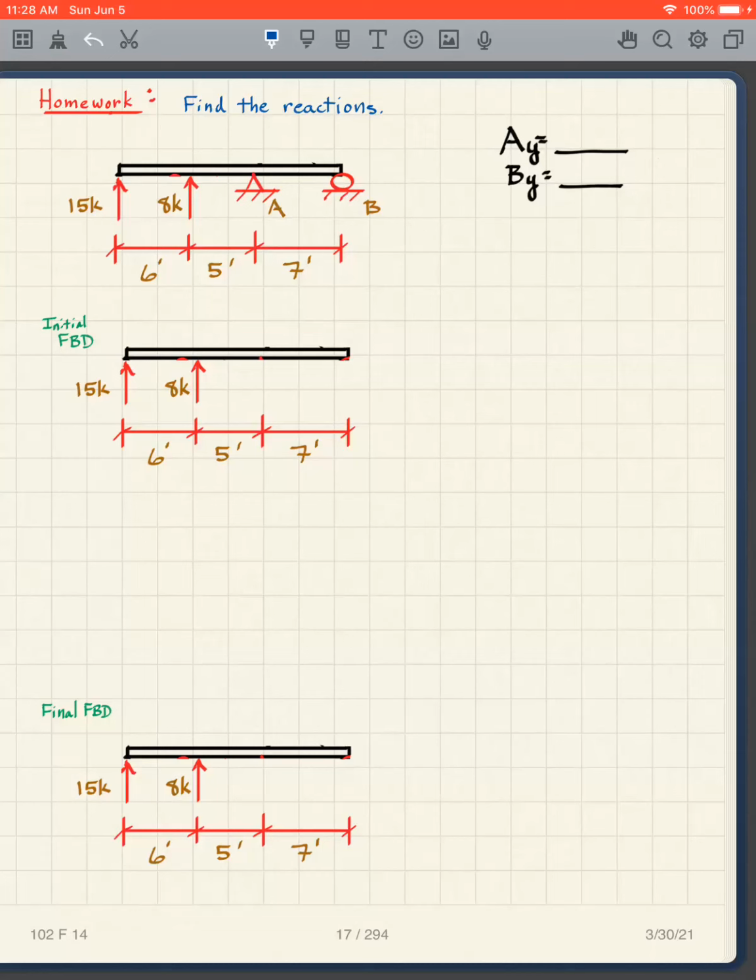Okay, another problem. Again, find the reactions. And in this particular case, again, it's a beam with a hinge and a roller. You draw your initial free body diagram here. You can draw your final free body diagram here. Okay, so work this problem, pause the video.